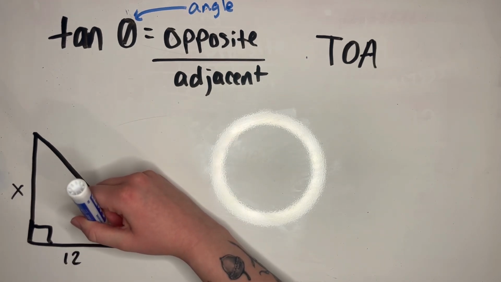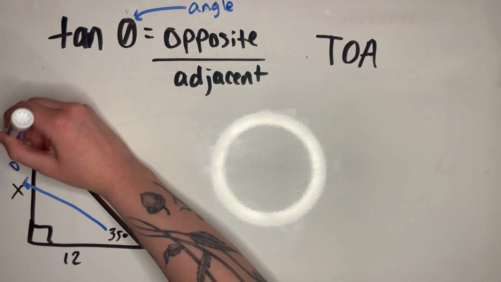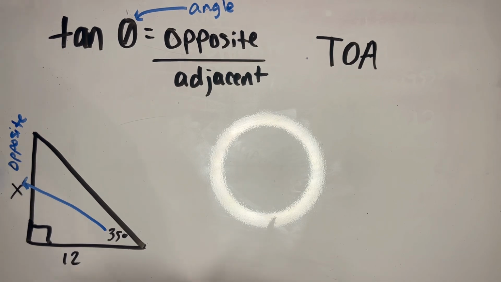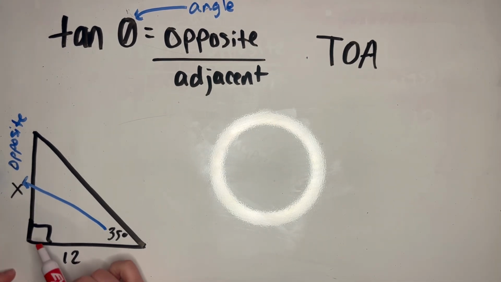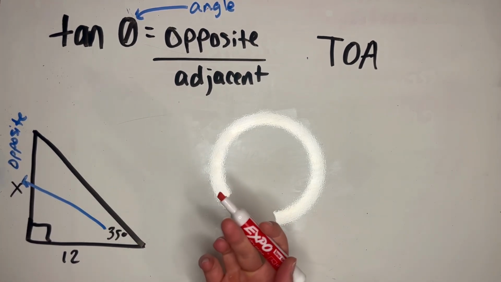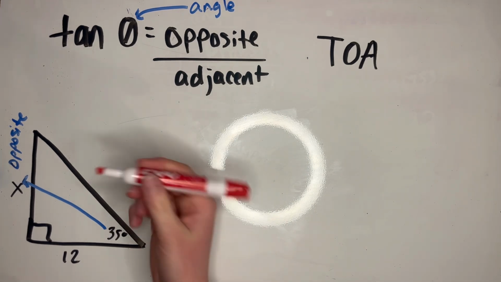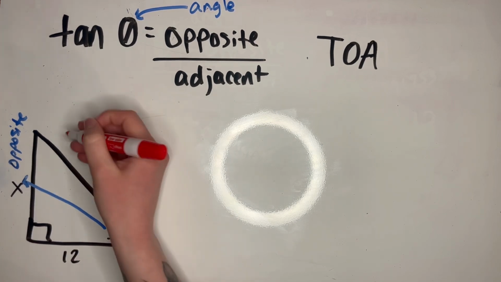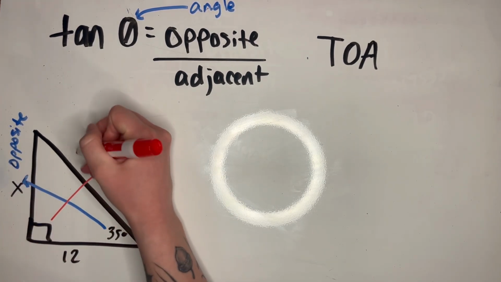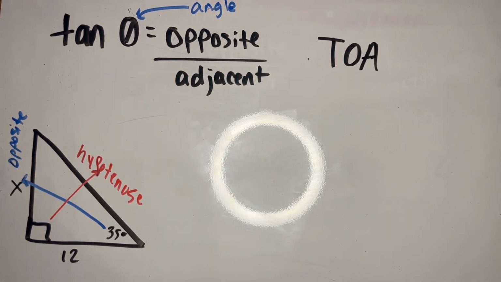But over here, directly across from the 35 is our opposite side. Hopefully you guys can see that. Again, across from our 90, okay, so which side is our adjacent side? And which one's our hypotenuse? Well, like we said before, our hypotenuse is always going to be across from the 90. So that means that this side is our hypotenuse. So then that leaves this as our adjacent.